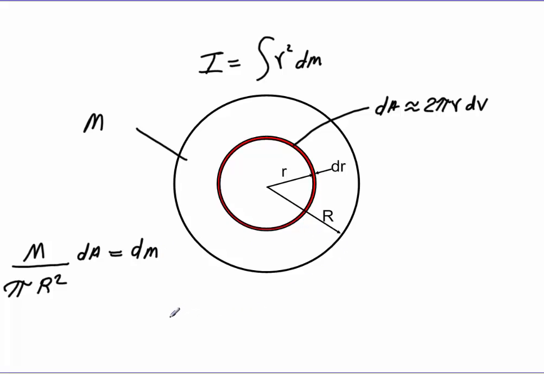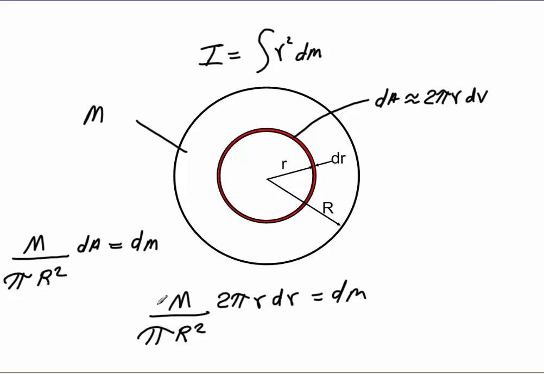So let's do that. I'm going to take big M over pi times R squared. I'm going to multiply it by 2 pi times R times dr. And again, that's going to establish what dm is going to be.